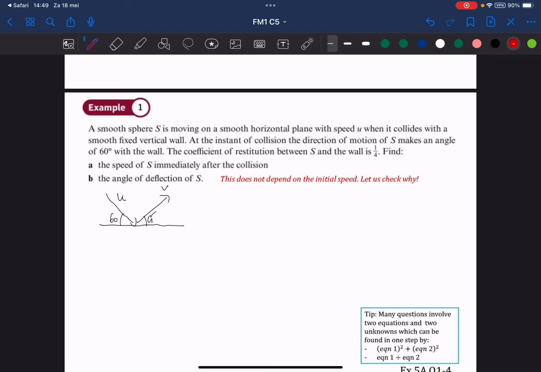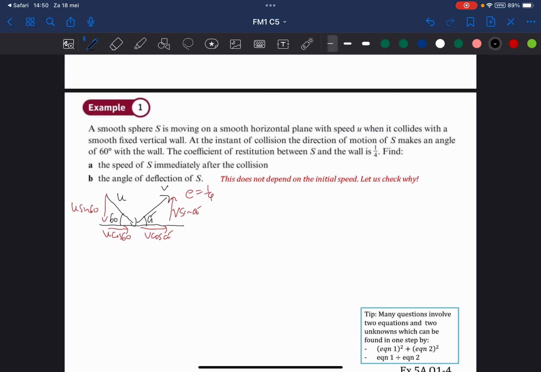So, splitting it up into component parts, you'd have u sine 60, and you'd have u cosine 60, wouldn't you? And then what else would you have? v cosine alpha, split that up, you'd have v sine alpha, and what else we're told is that e is a quarter. Let's write that down. Write down everything you know from the question, and then you go ahead and do your usual stuff.